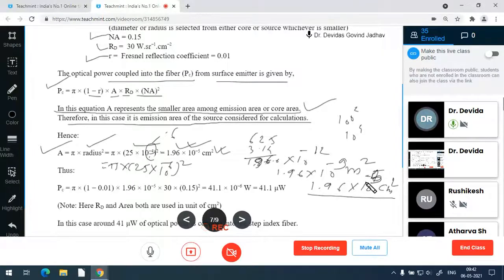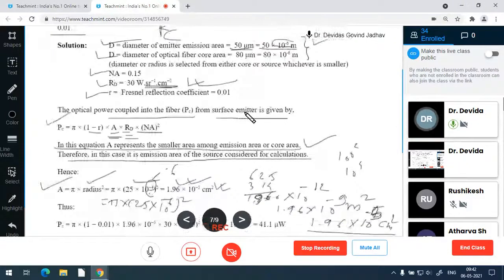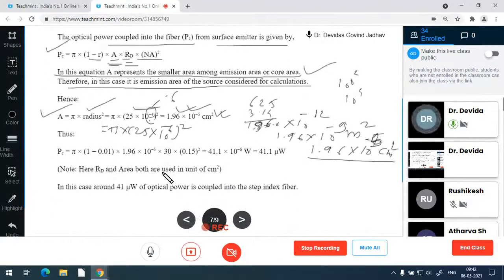So this is the area we have to substitute in centimeter square. Why is area substituted in centimeter square? Because radiance is given in centimeter square. Radiance is given as 30 watt per steradian per centimeter square. Either you convert radiance into meter square and take the area in meter square, or take the radiance in centimeter square and the area also in centimeter square, so that those get cancelled.